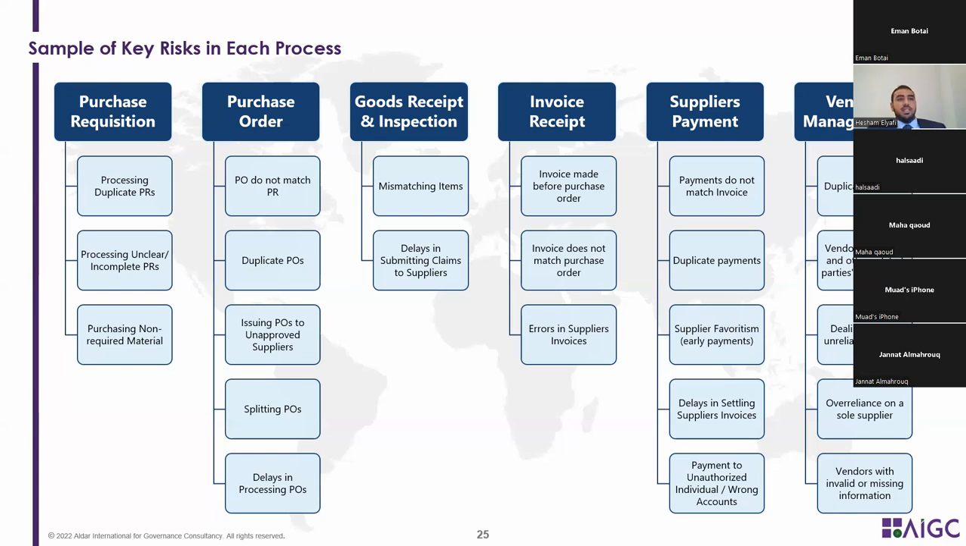The next area is the supplier's payment. So again, in this area, we're mainly afraid to have duplicate payments, to have certain kind of favoritism to suppliers, to paying to unauthorized individuals or to wrong accounts, paying wrong amounts, to be late in settling suppliers' invoices.